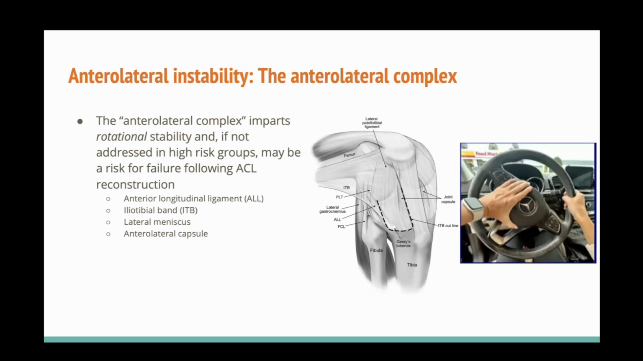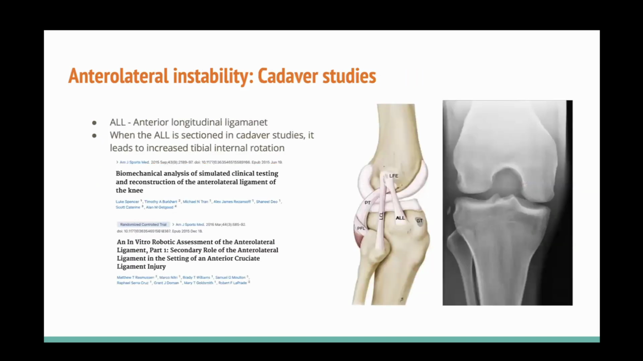And this has been likened to a steering wheel: it's hard to control rotation at the center of the steering wheel. It's a lot easier from the periphery of the steering wheel. And that's how the thinking at the most basic level is for these extra-articular augmentation procedures.